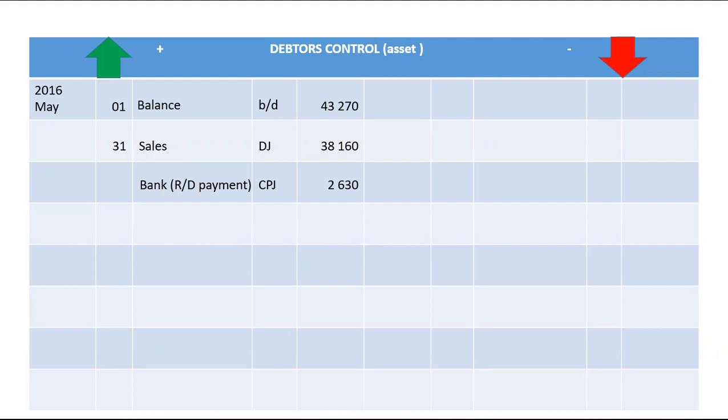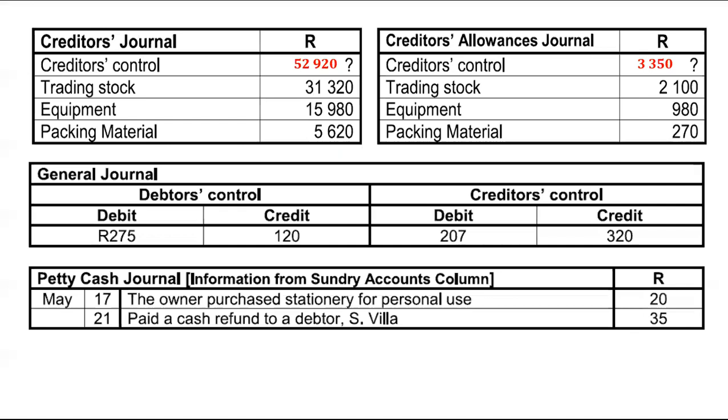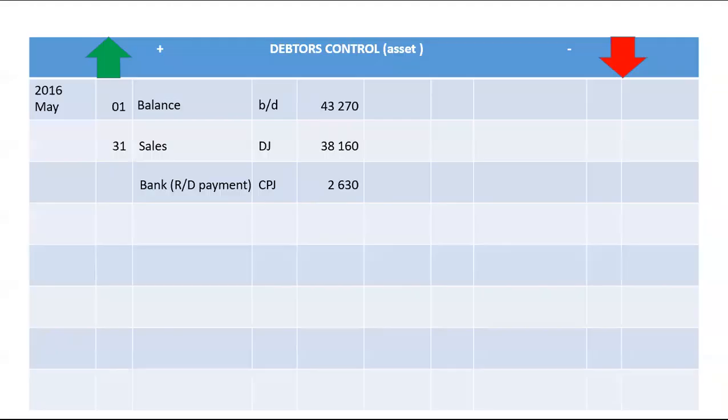Another journal that will result in our debtors control increasing will be your petty cash journal, any refunds to debtors. Now, in this case, we've got a refund to a debtor who is Asvilla. That refund will be recorded on the debit side of your debtors control as petty cash, and that comes from PCJ, and the amount for that was 35 Rand.